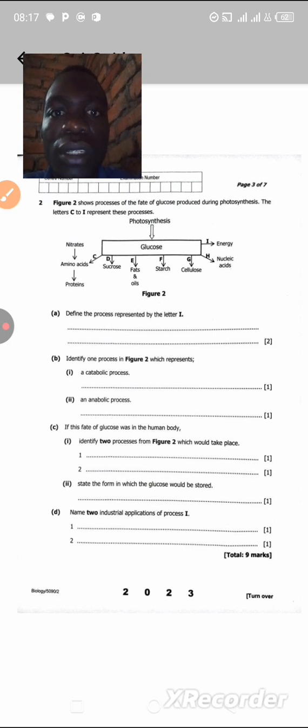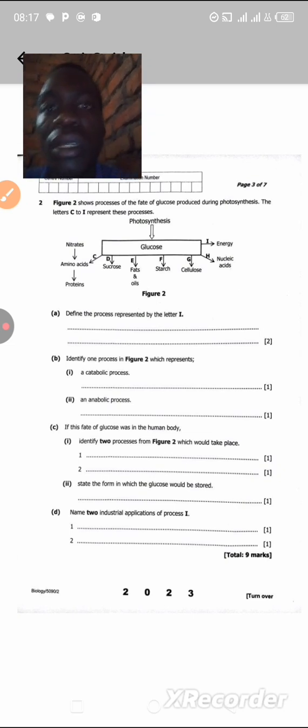Question 2 today reads: Figure 2 shows the fate of glucose produced during photosynthesis. The letters C to I represent the processes. So we have glucose that is produced from photosynthesis, which we know very well, and this is how it is used by many processes.